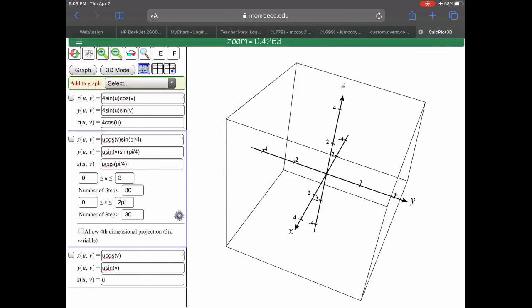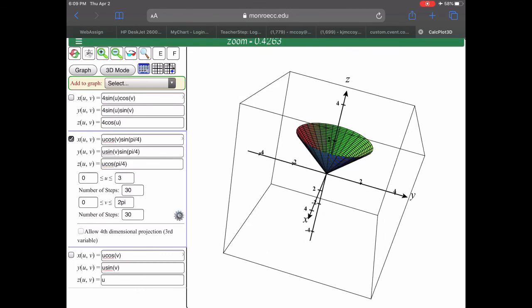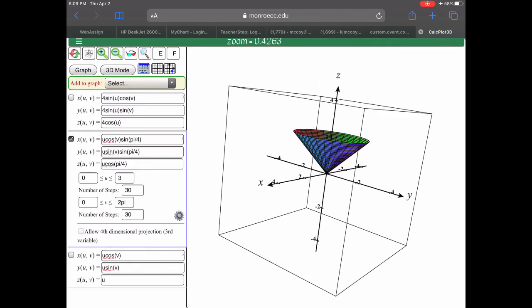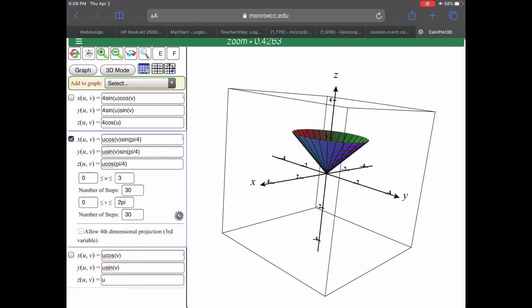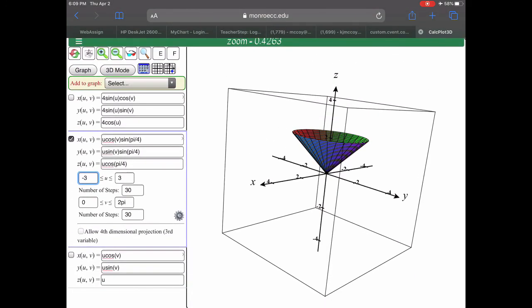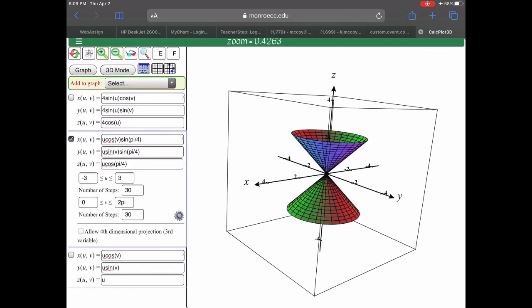So let's go ahead and take a look, and there you have your cone. And as you can clearly see, it's just the outside of the cone. It's nothing filled in on the inside. It is just the outside piece. But of course, that's only the top part of the cone. And the reason for that is because I did not let u go negative. So let's go ahead and change that. Just for symmetry, we'll go to negative 3. And then we'll redraw it. And there you have the top and the bottom half of the cone.